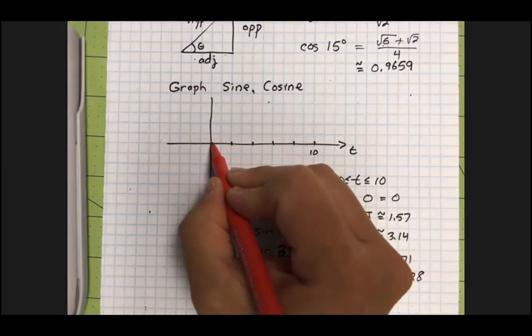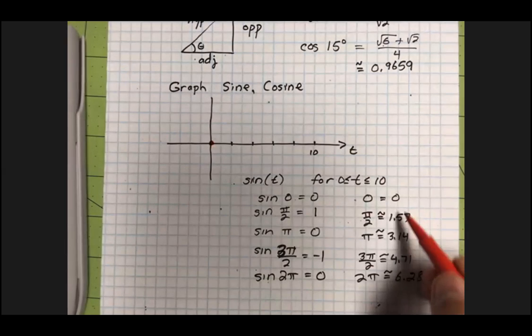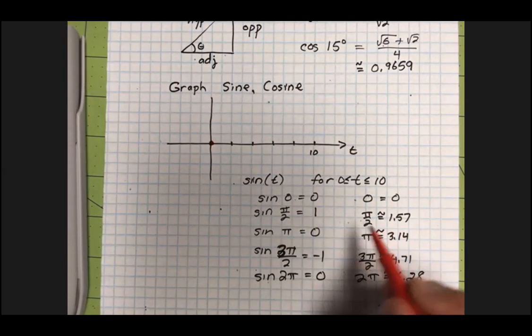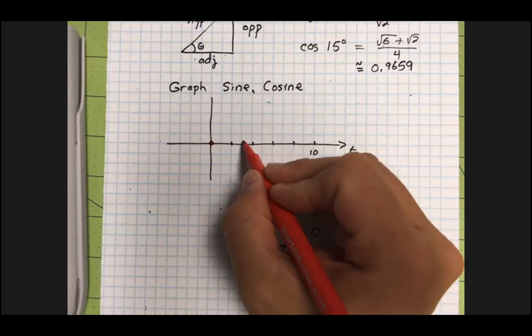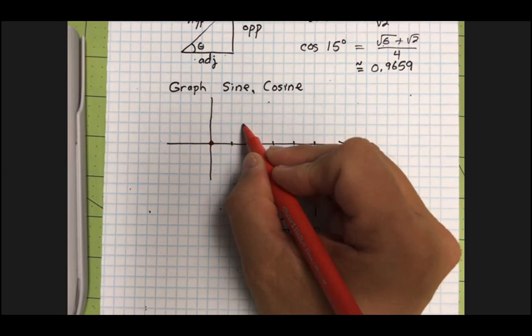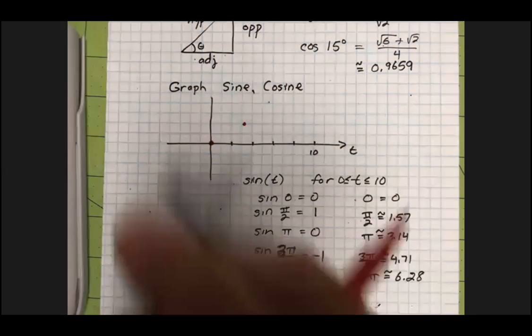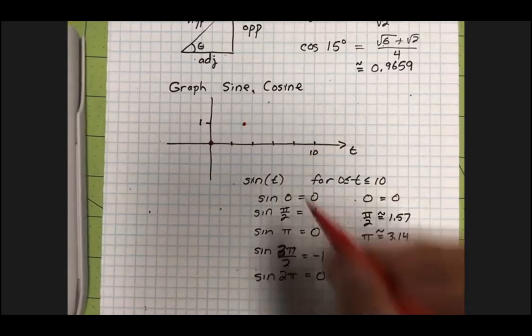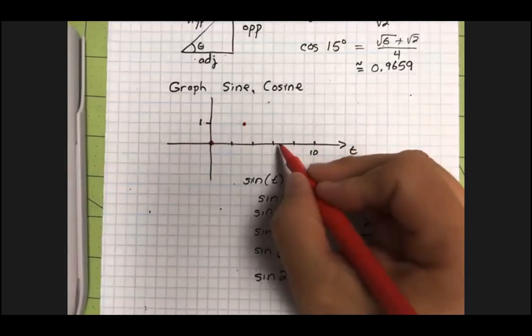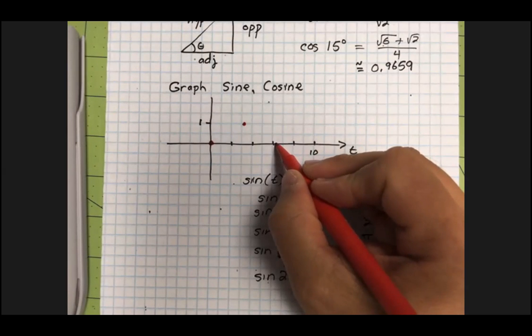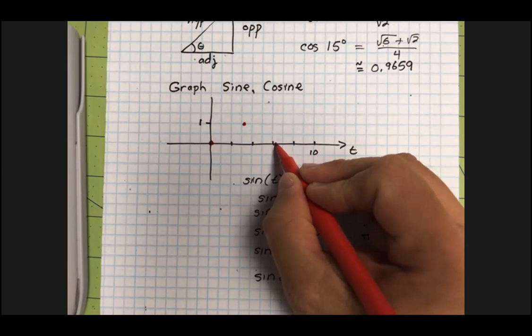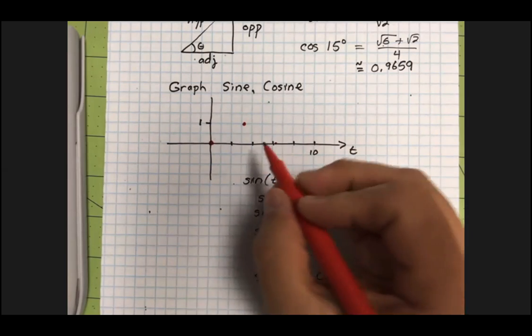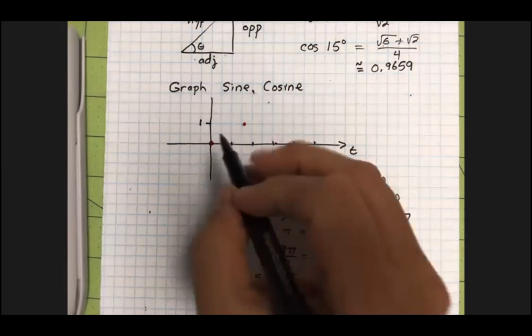At 0, the sine is 0. At 1.57, sine is 1. Where's 1.57? It's about right there. If I call this 1. At 3.14, the sine is back to 0. It's a little more than 3. Oh, okay, sorry. I made my dot in the wrong place.